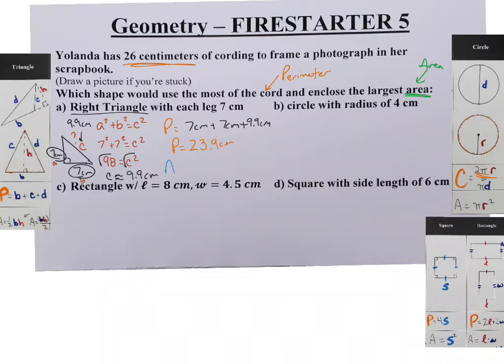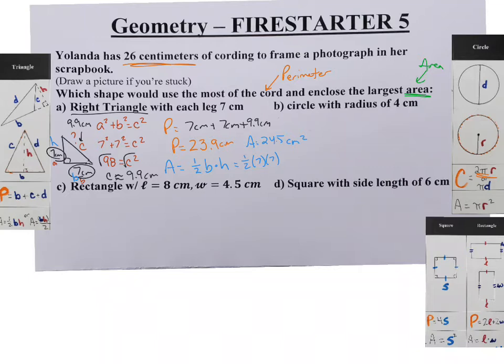Now my area is going to be 1/2 base times height. Well, if it's a right triangle, this is the base and this is the height. So my area is going to be equal to 1/2 times 7 times 7. So I just put in my calculator 1/2 times 7 times 7. I end up with my area being 24.5, and this time it's going to be square centimeters. You say square centimeters, you write it as centimeters squared. All right, that's just how you do it.